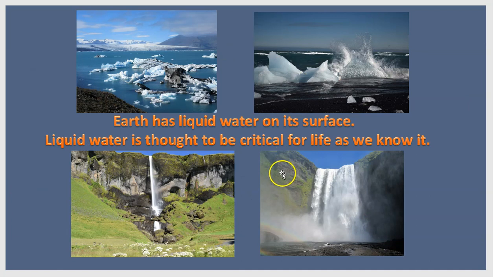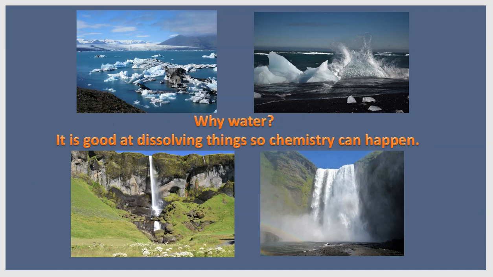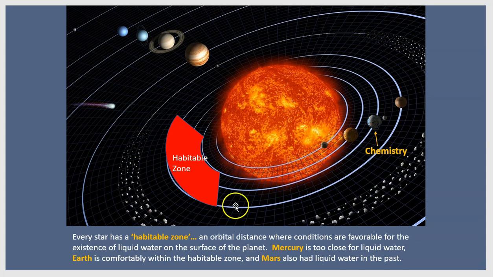Another thing to note about Earth is that it has liquid water on its surface, and liquid water is thought to be critical for life as we know it. And why is water so important? It's good at dissolving things so chemistry can happen. Now, if we look back at our solar system then and ask the question, well, which of the planets have liquid water on their surface? It turns out to be just a fraction of the planets do.